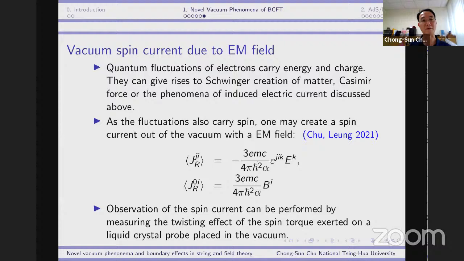Now this is quite interesting. Apart from the fact that it can be observed, we also propose how it can be observed by putting a liquid crystal probe in the vacuum. Apart from this, the result I show you also depends on the UV completion, which we assume here. Of course, QED is not UV complete, it has a Landau pole. So here we assume a Landau pole. The Landau pole gives us this theory.